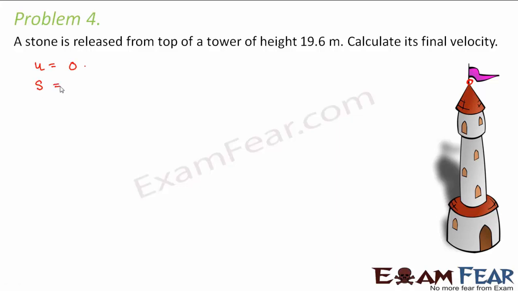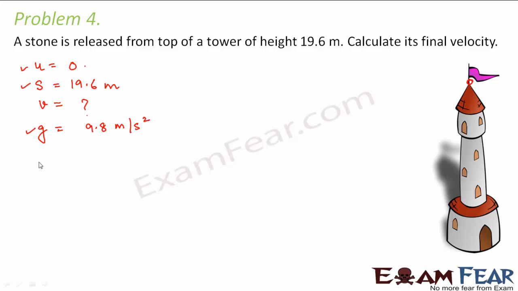What is the height of the tower? The height of the tower is nothing but the total distance that will be traveled by the stone. So that is 19.6 meters. We have to calculate the final velocity, and acceleration due to gravity is 9.8 meter per second square.